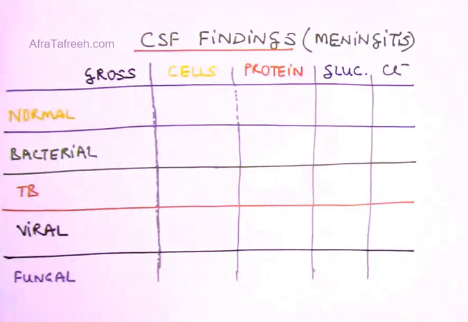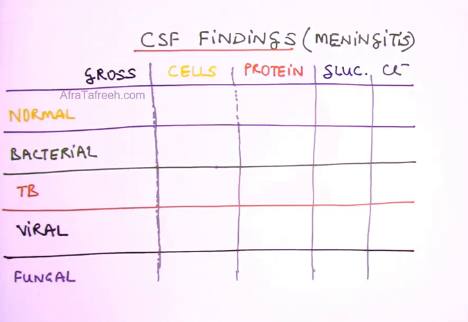In this section, we are going to be having a discussion of the conditions associated with inflammation of the meninges. That means we are going to be talking about the cerebrospinal findings in a patient suffering from meningitis. Before we talk about the findings that are associated with meningitis, let us just remind ourselves of the normal properties of the cerebrospinal fluid.